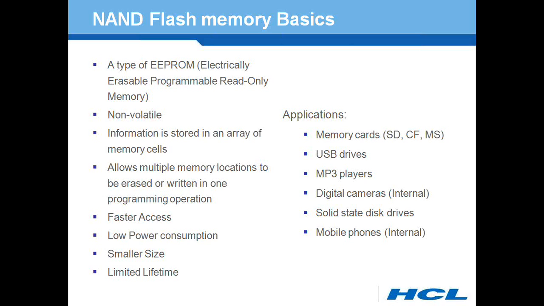So these are all the basics of NAND flash, and we can see where it is used. This flash memory has become a preferred storage medium in a variety of consumer and industrial devices like USB drives, digital cameras, solid state disk drives, mobile phones, and memory cards. Predominantly in mobile phones and digital cameras, you can see all the internal data storage carried out with the help of this flash memory.